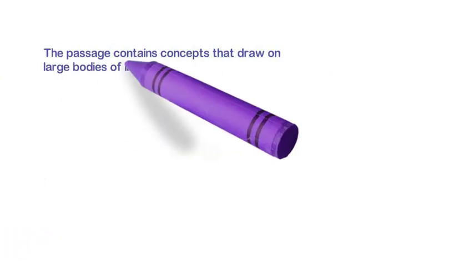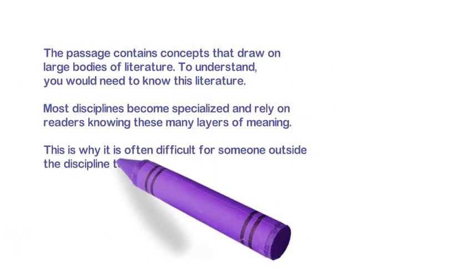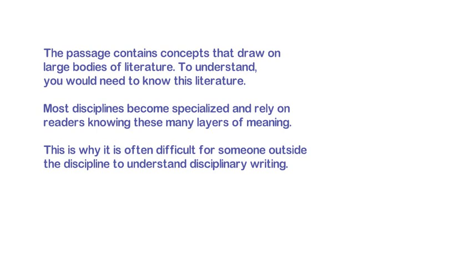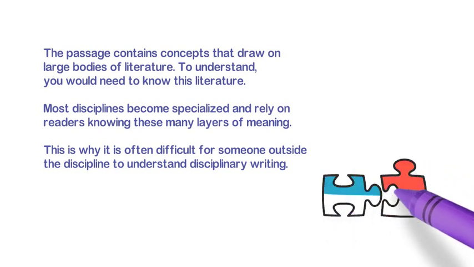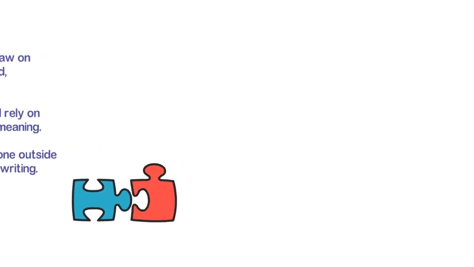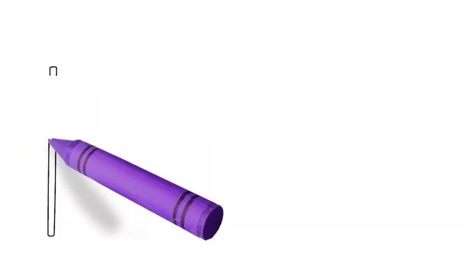So the passage contains concepts that draw on large bodies of literature. To understand this particular passage, you would at least need to know something about this literature. So most disciplines become specialized and rely on readers knowing these many layers of meaning. And that's why it's often difficult for someone outside of the discipline to understand the writing.